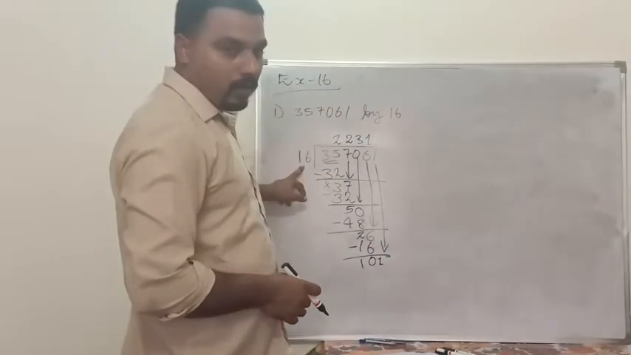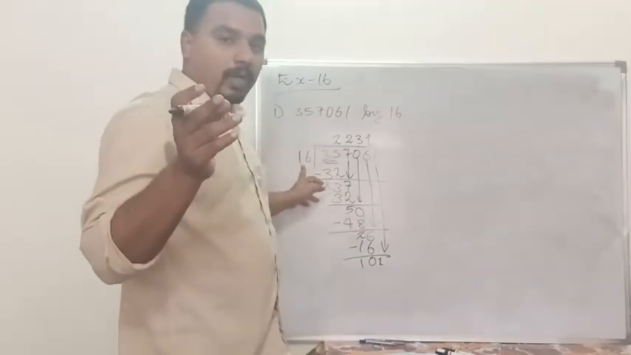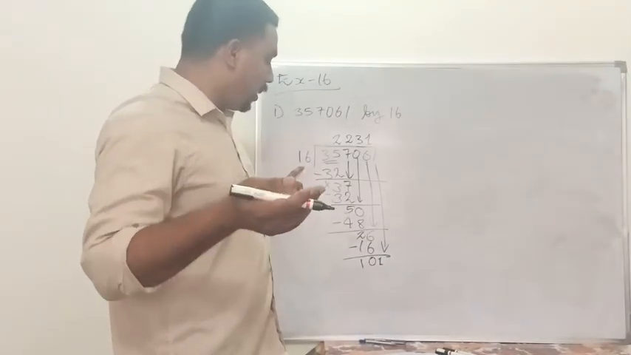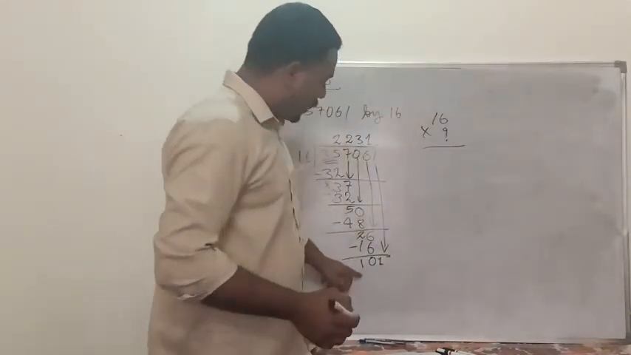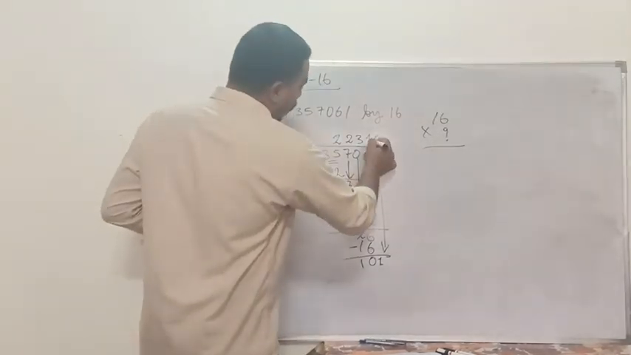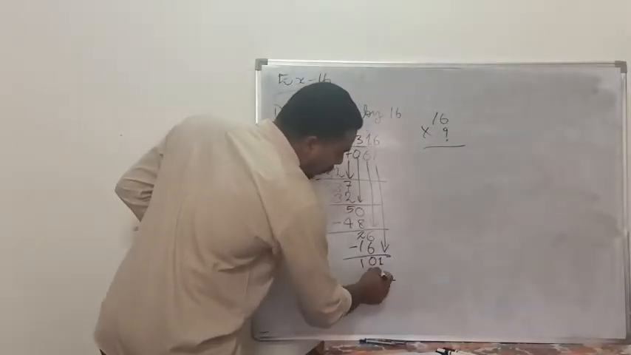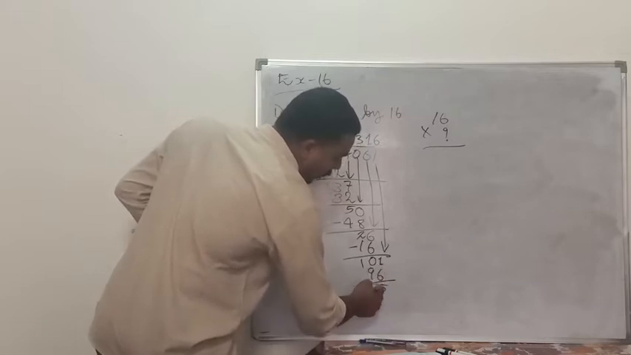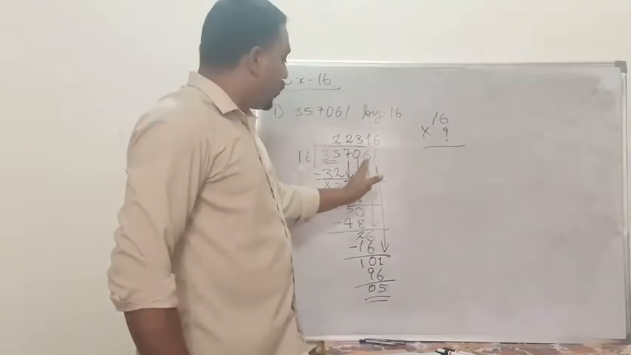Now see the table of 16. If it is difficult to learn the table of 16, what you have to do? You have to multiply and see approximately how much to multiply 16 by to get near about 101. So here 16 into 6 is equal to how much? 96 we will get. So 11 minus 6 is equal to 5. So here it is 9. 9 minus 9, 0. So this number is over.